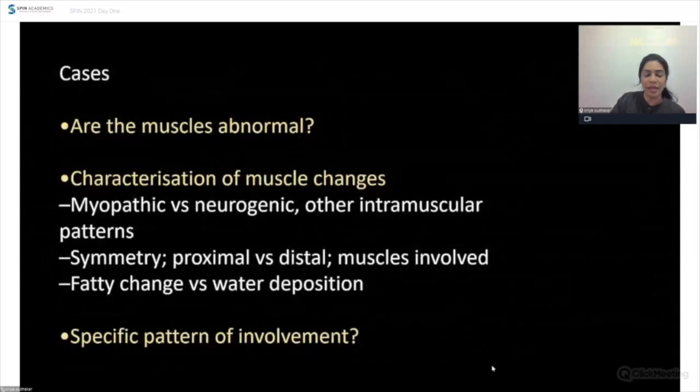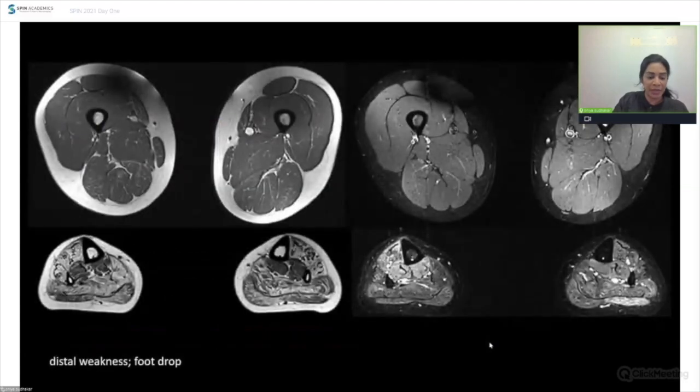So in some cases, again, are the muscles abnormal? What is the characterization? Can we differentiate myopathic versus neuropathic? What are the other intramuscular patterns? Symmetry? And is there any specific pattern of involvement?